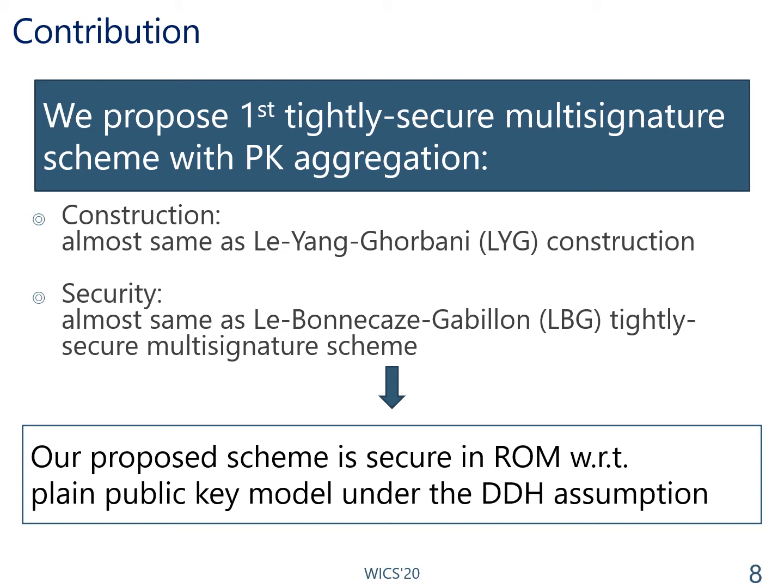In this talk, we propose the first tightly secure multisignature scheme with PK aggregation. The construction of our proposed scheme is almost the same as that of the Lee, Yang, and Ghorbani (LYG) multisignature scheme. And the idea of the security proof follows that of the Lee, Boneh, and Gabizon (LPG) tightly secure multisignature scheme. By combining them, our proposed scheme is proven to be secure under the DDH assumption in the random oracle model with respect to the plain public key model. The plain public key model is a security model which has no assumption on the key generation.